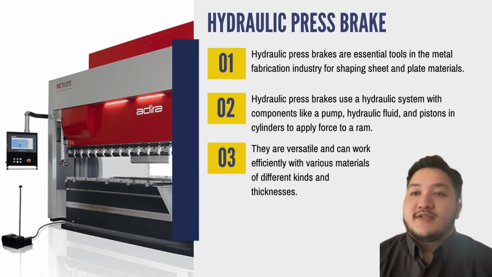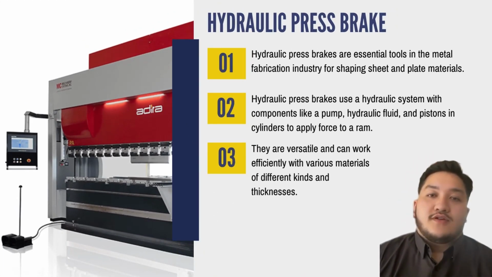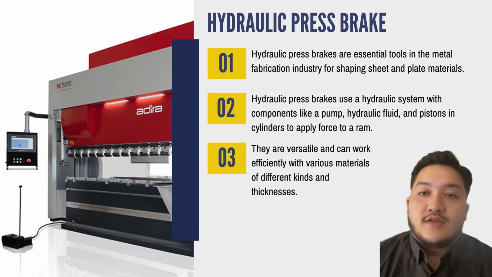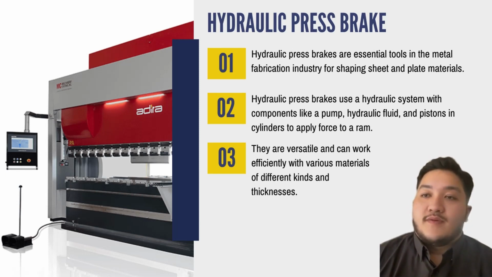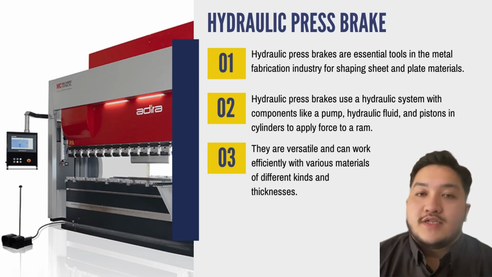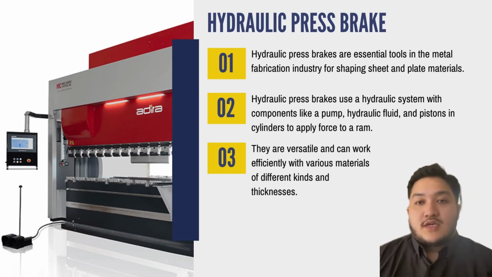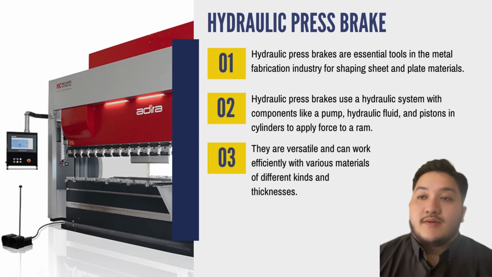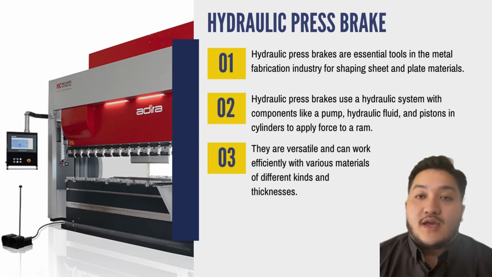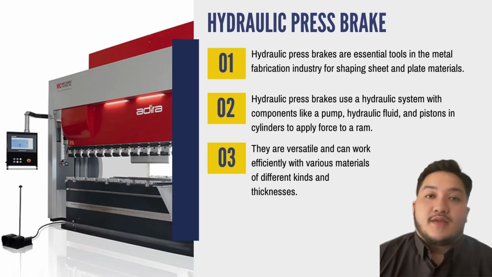As for the next machine, I'm going to talk about the hydraulic press brakes. They are an essential tool in the metal fabrication industry for shaping sheets and plate materials. They are known for their accuracy, resilience, and adaptability. The hydraulic system allows for precise control over the pressure and ram's position, ensuring exact and reliable bends in the metal.